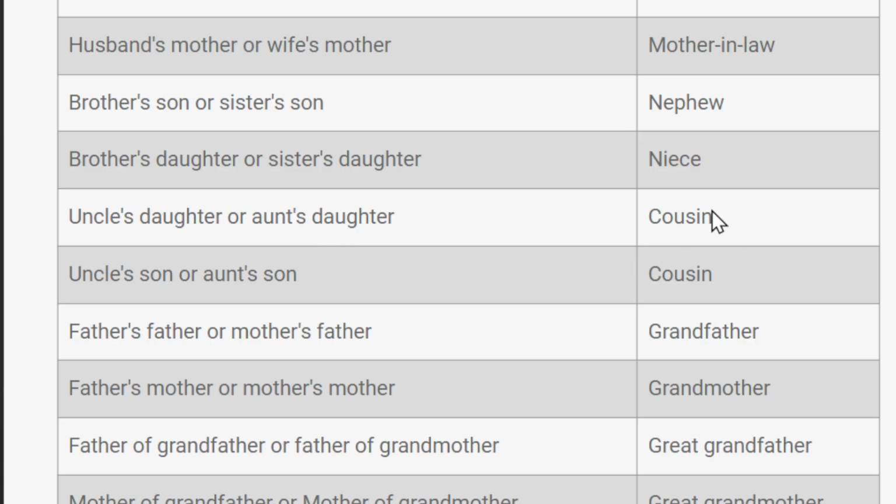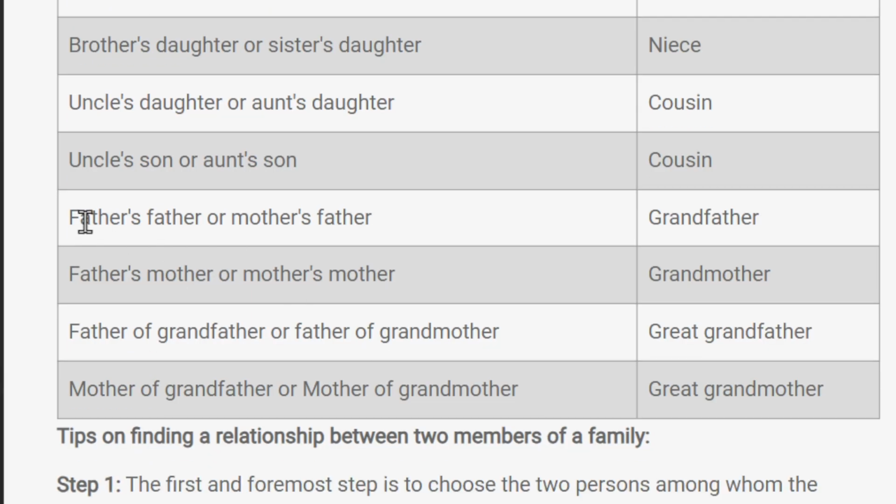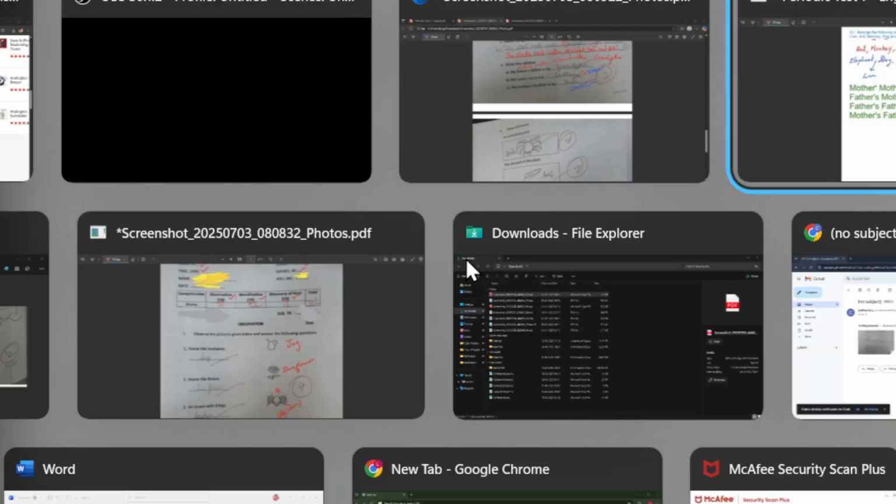You always play with your cousins, right? So this question is important, students. This will come in your examination. So listen very carefully. Uncle's daughter or auntie's daughter, cousin. Uncle's son or auntie's son is cousin again. Next, father's father or mother's father. Same thing we have written here, right?